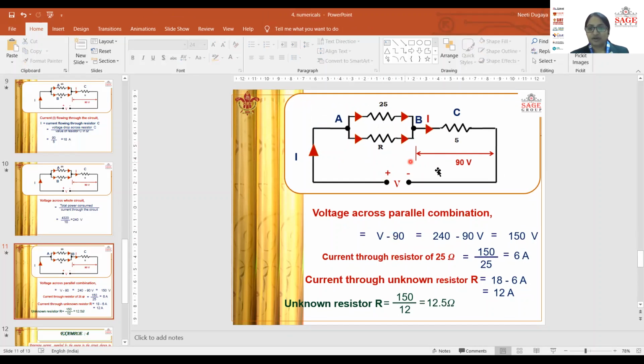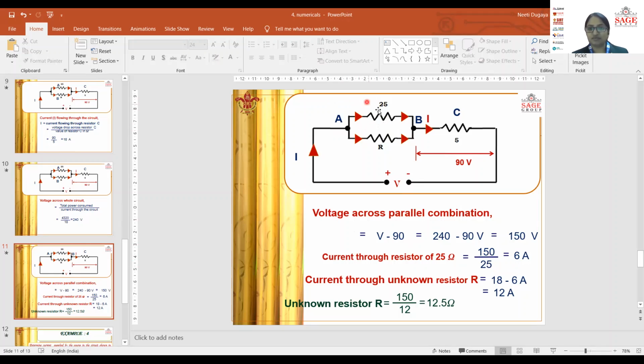So what we know is that the total voltage across the circuit is 240 volts, and the voltage across C is 90 volts. So the remaining voltage, which is voltage AB, would be V minus 90, that is 240 minus 90, right? Because we know that voltages always add up in series. So this VAB, the voltage across the parallel combination, would be 240 minus 90, that is 150 volts. Now the current flowing through this 25 ohm resistance, if we calculate, would be the voltage upon 25, that is 150 upon 25, that is 6 ampere.